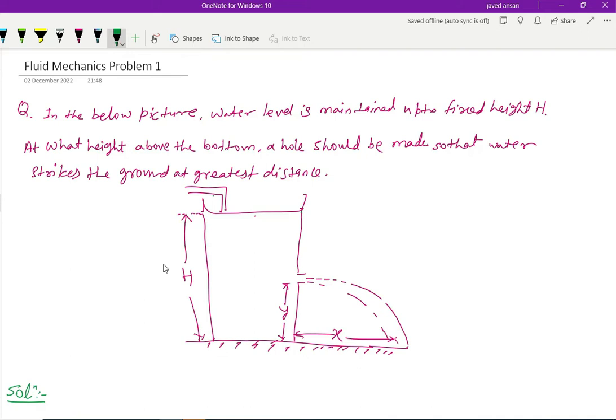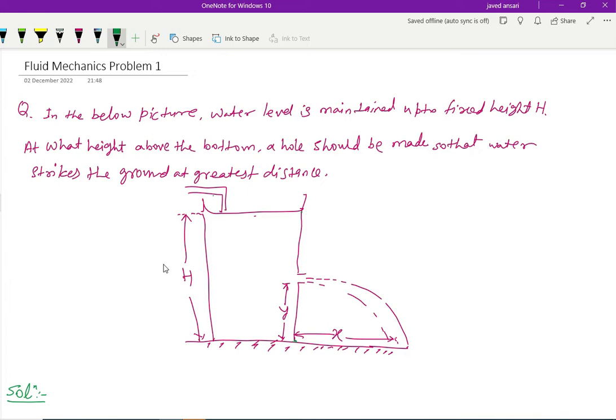Now let's say the hole is at the bottom, near the ground. If you have it here, then again the pressure is highest here, but it cannot go far, because the projectile motion will not be very far. The projectile will just hit somewhere here, again near the bottom of the vessel. So wherever you make a hole, either at the uppermost layer or the lowermost layer, in both cases the range x is 0. So it should be somewhere in between.